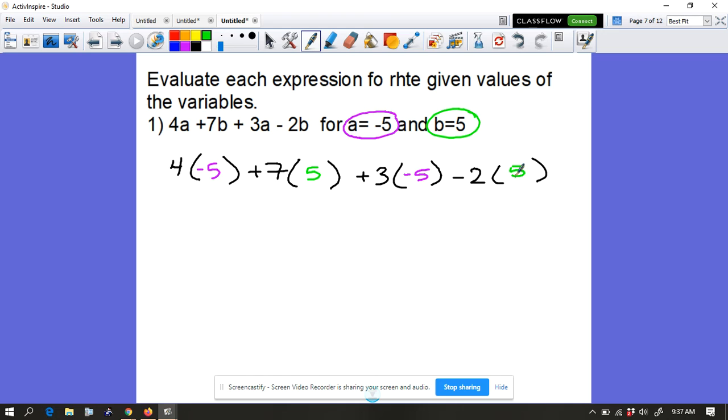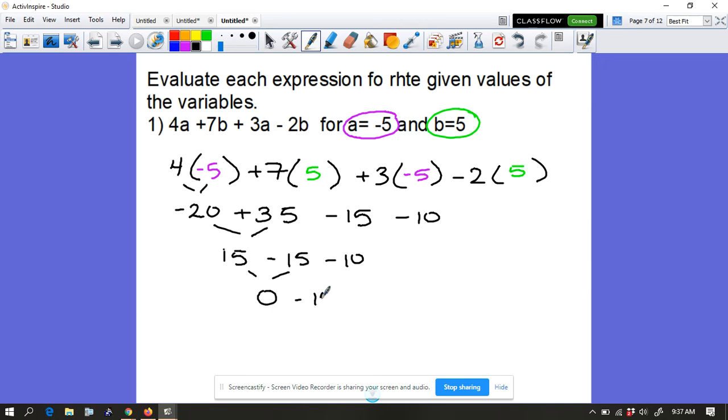So when we go to evaluate, we can do all the multiplication at one step. So this gives me negative 20 plus 35 minus 15 minus 10. A negative 20 and a positive 35 gives me a positive 15. Bring everything else down. A positive and negative 15 equals 0. 0 minus 10 is negative 10.